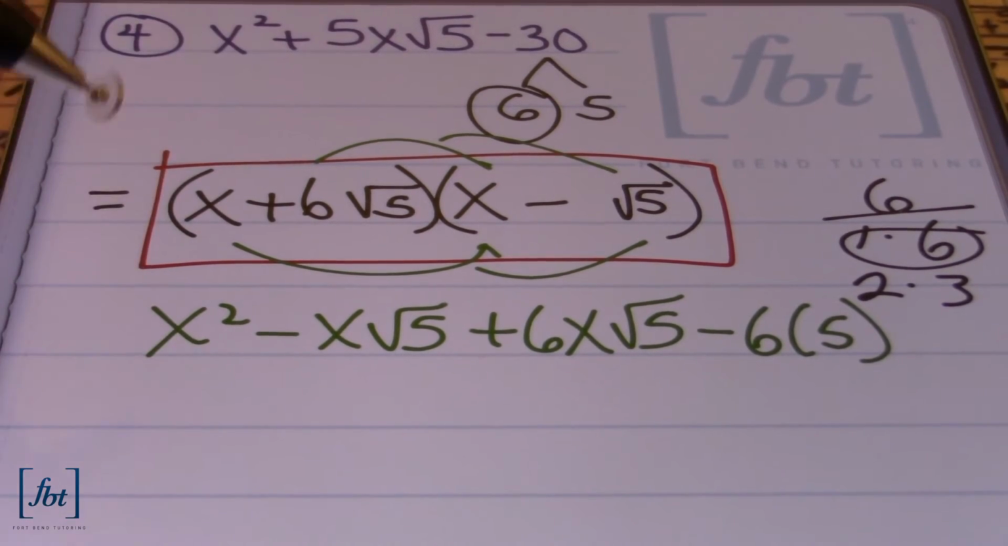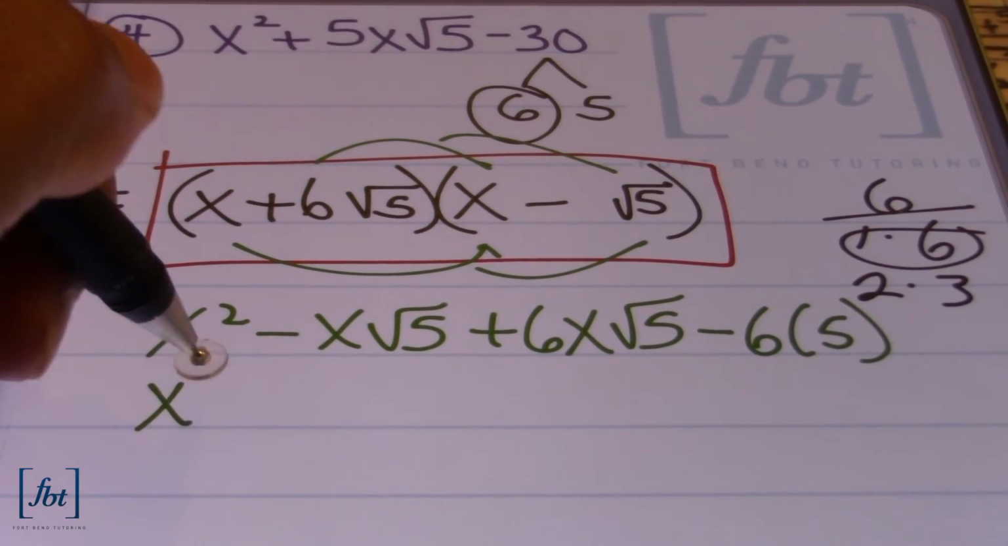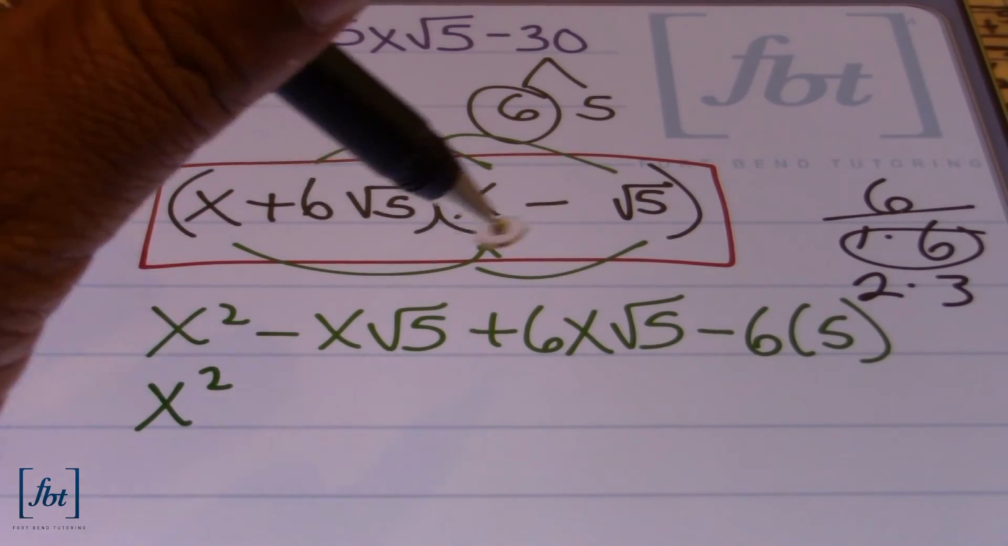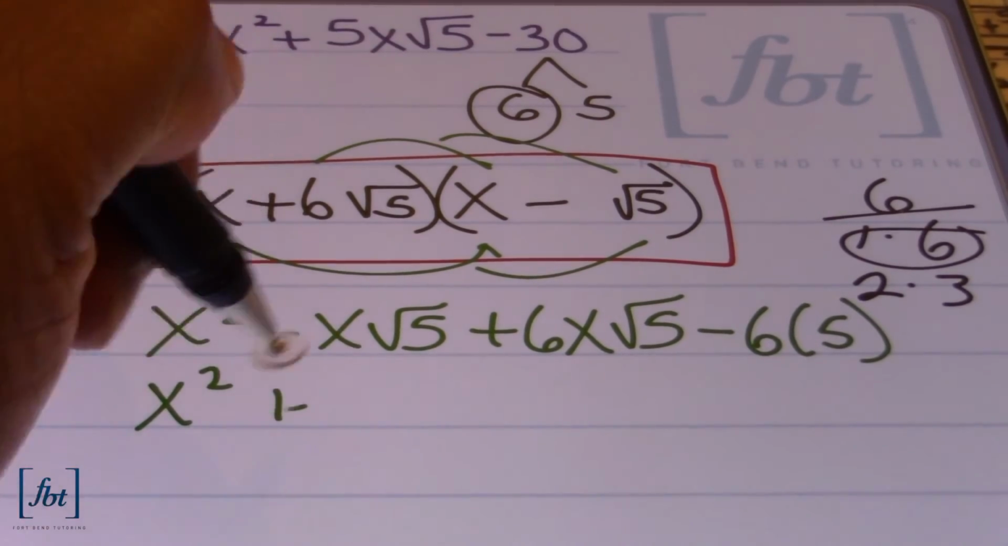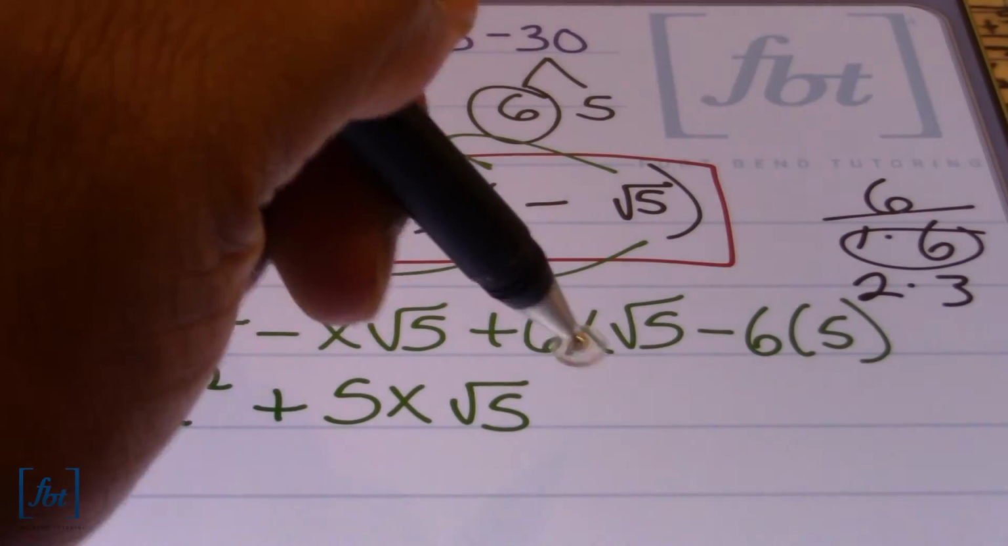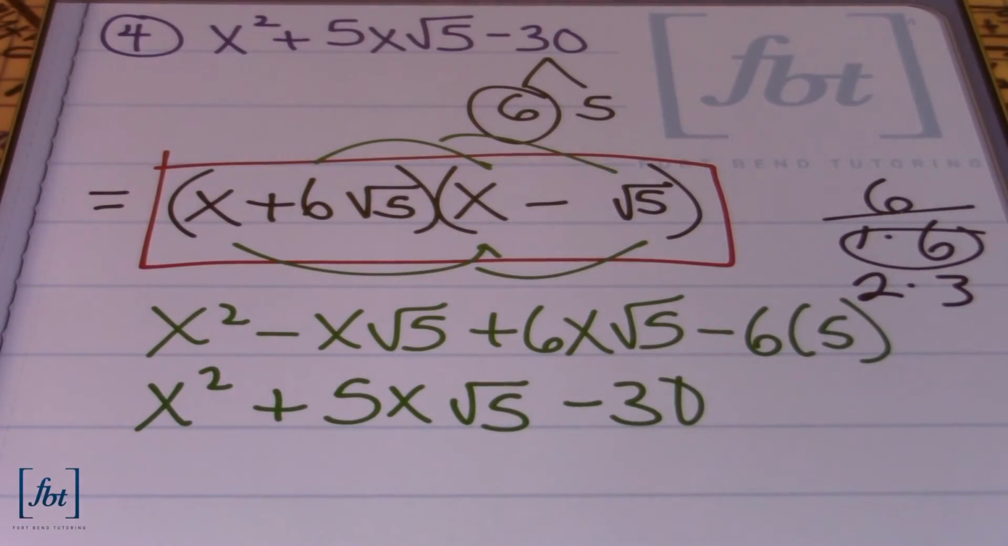Okay, so from here, we're going to go ahead and simplify this. You'll have x squared. You can just combine these middle terms here: negative x square root of 5 and positive 6x square root of 5 gives you a positive 5x square root of 5. And then negative 6 times 5 is negative 30. Well, that verifies that our factorization is correct. We ended up with the original expression. It's right there, you see it. There's no denying this. I don't even know why you're fighting me. Okay, so anyway, number 4 is done. This is the answer in the red box. On to the next one.